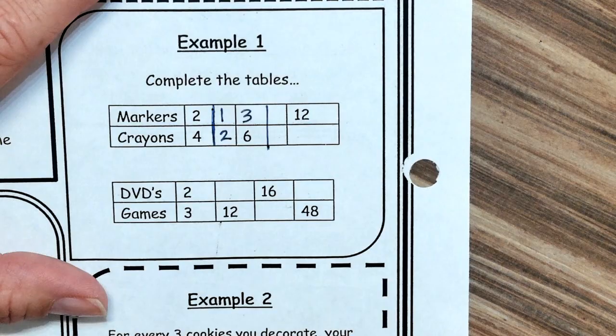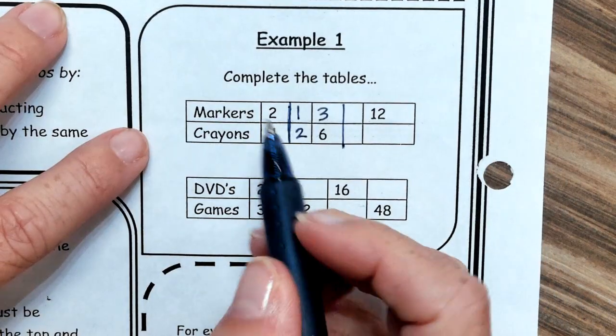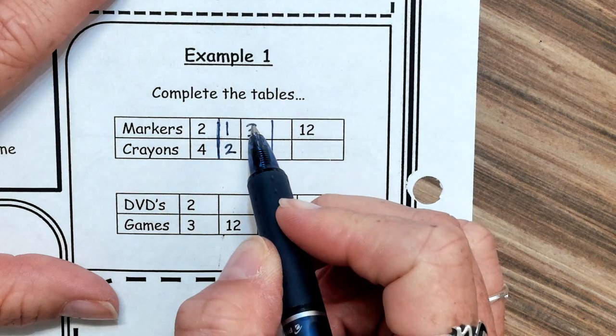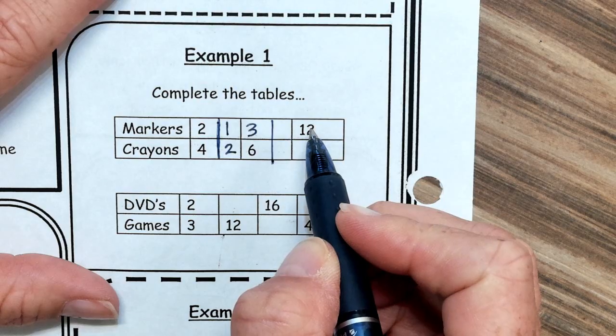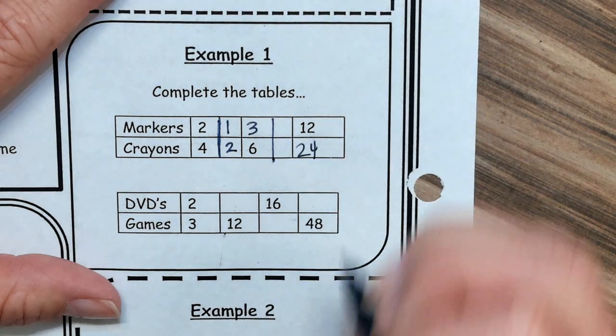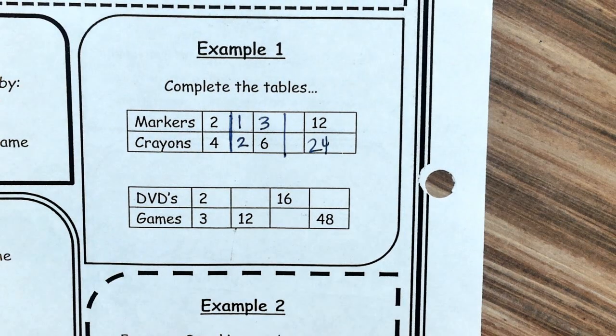Do y'all see what I was saying by this hint? You may have to add on to the table. Did I add this on to the table? Yes. Okay. Can I get from 3 to 12? Multiply that by 4. So 6 times 4 is 24. Could I have added more in here? Yes, but it didn't ask me to.